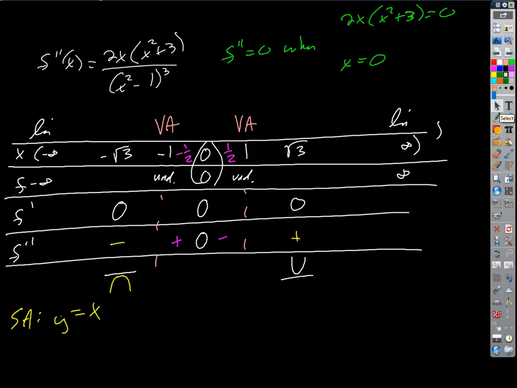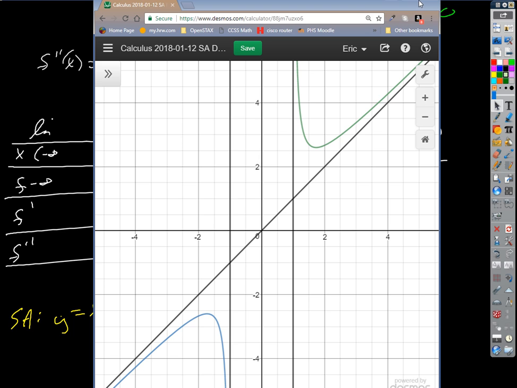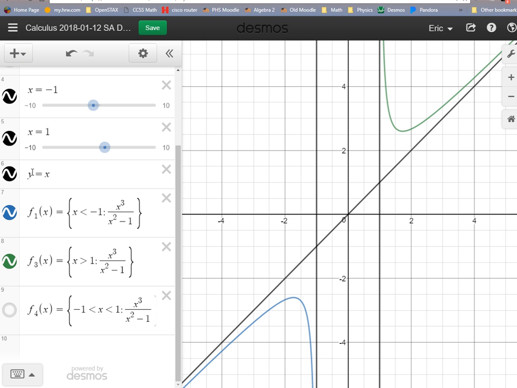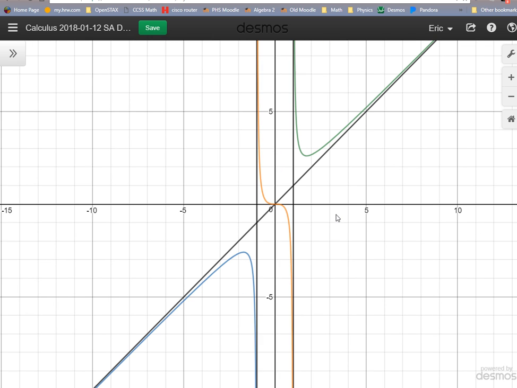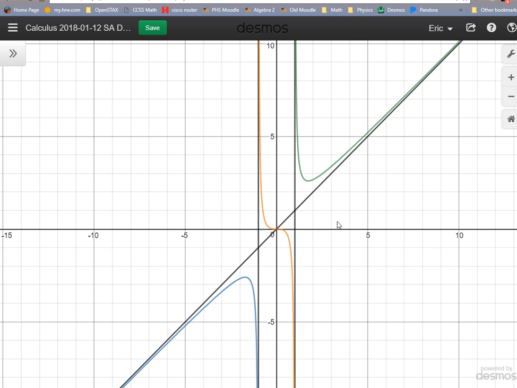And then here's our function, right? And that would have been a pretty easy one to sketch too. We could have gotten that pretty accurate.